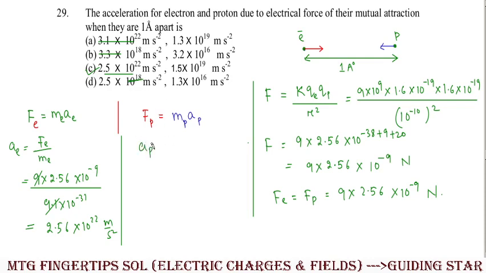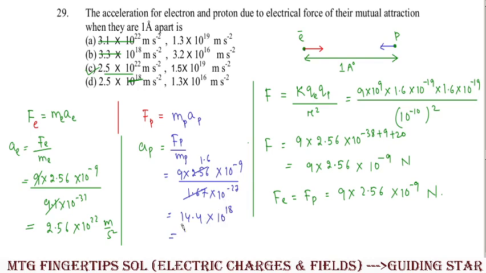So acceleration of proton will be how much? It will be force acting on the proton divided by mass of proton. So force is 9 into 2.56 into 10 to the power minus 9 whole divided by mass of proton, which is how much? 1.67 into 10 to the power minus 27. So approximately, if we cut this one, this will be 1.6 approximately. Clear? 1.6062 and like that we'll get. So 1.6 into 9, that means 14.4 into 10 to the power plus 27 minus 9, that means 10 to the power 18. So it will be 1.44 into 10 to the power 19.